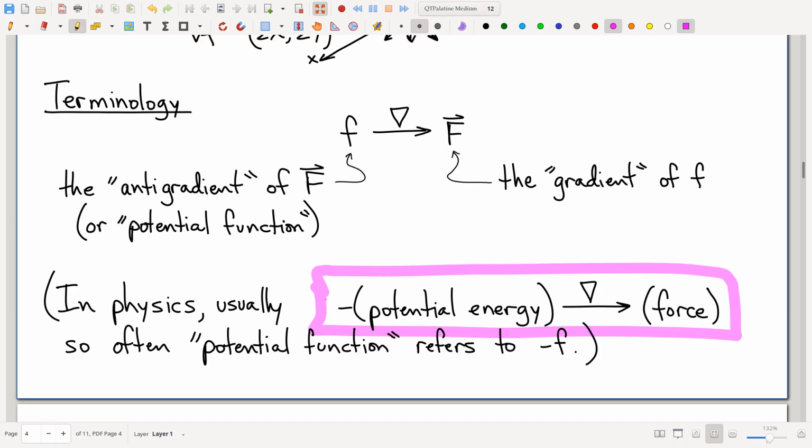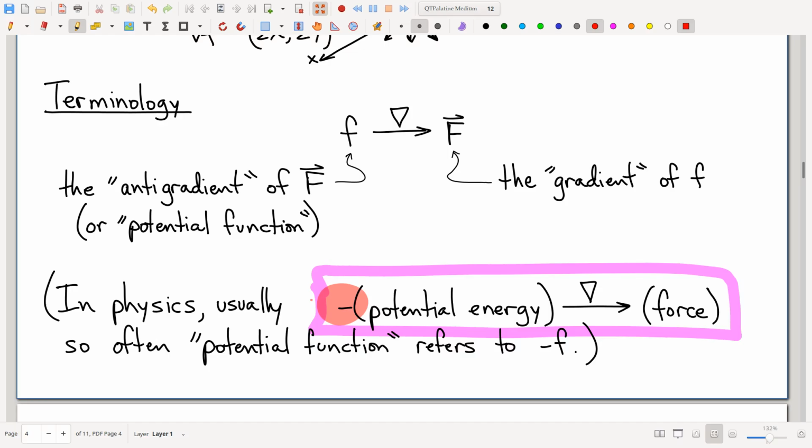Right? So the gradient of potential energy points up, the actual force is down, and so we cannot say that force is the gradient of potential. It's not. They point in opposite directions, and so we fix that by putting a minus sign right there. So potential energy is not just the anti-gradient of a force. It's the negative of the anti-gradient of the force.